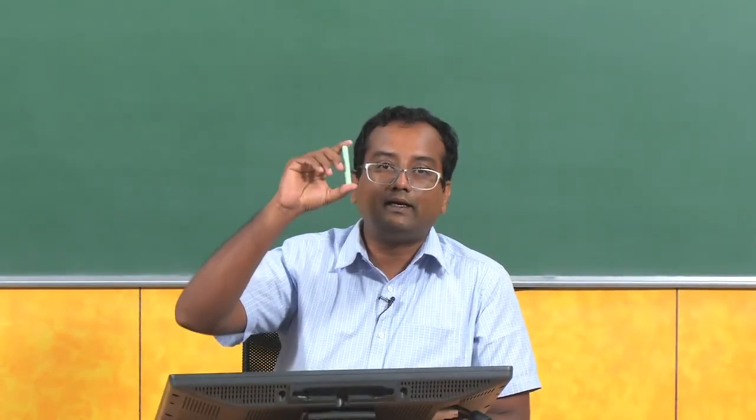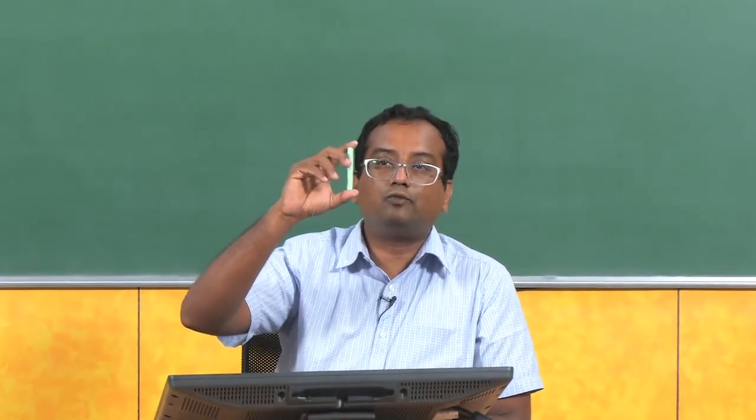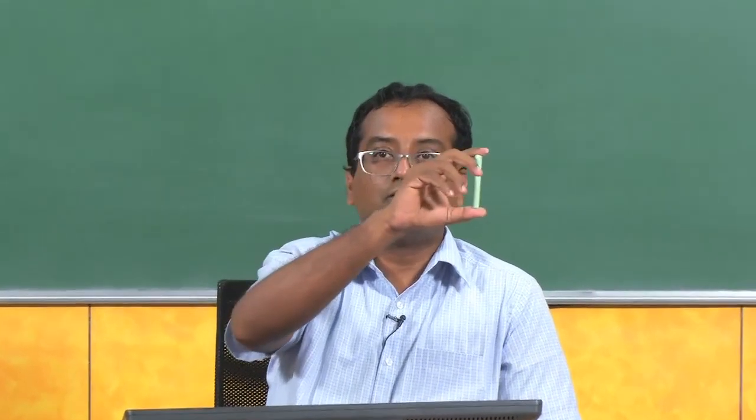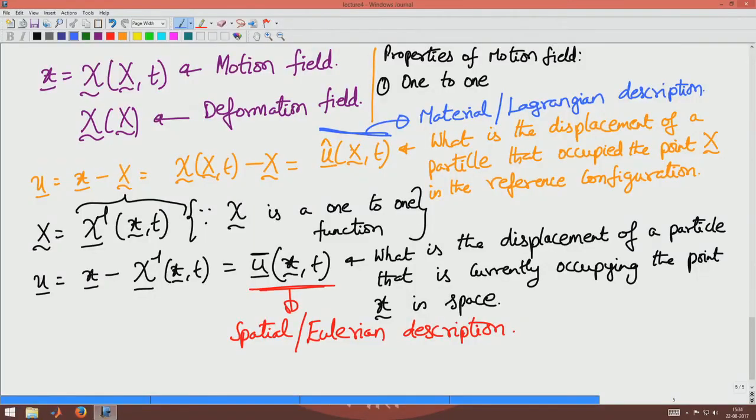That is, you focus on a point and you look at what is the displacement of the particle that is currently occupying that point. On the other hand, in a material description, you focus on all the particles that are contained in this chalk piece, and then you follow the chalk piece as it gets displaced. So, that is the difference. Now, typically in solid mechanics, you use a material description. This is followed in solid mechanics.